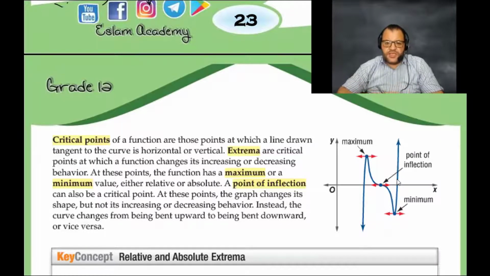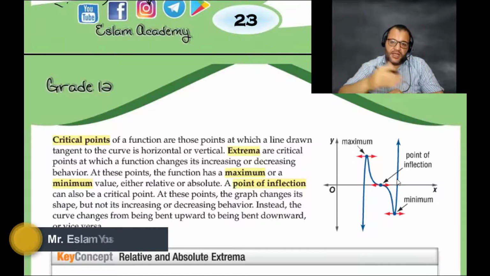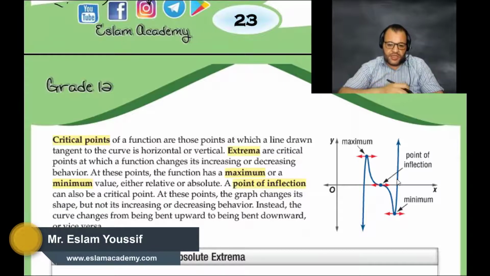The extrema at this point, you will find the extrema for the end behavior, the maximum point and the minimum point. The maximum point is the highest point on the graph, and the minimum point is the lowest point on the graph. So that's what we need to know.